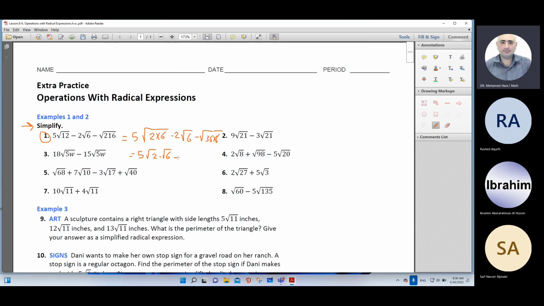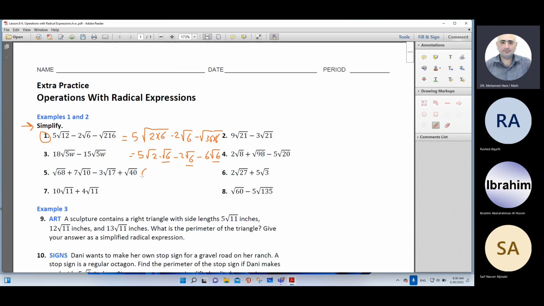Then here we have minus 2 square root of 6. And here minus, what is the square root of 36? 6. So we can write here 6 square root of 6. But as you see, here you have square root of 6, here you have square root of 6, here you have square root of 6. Now you have the same square root. Now you can do subtraction.